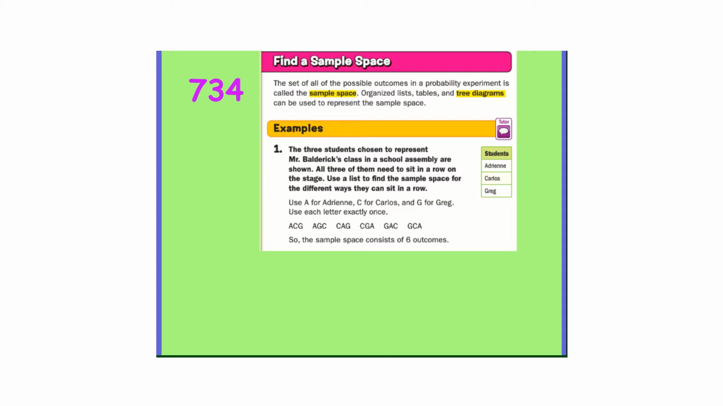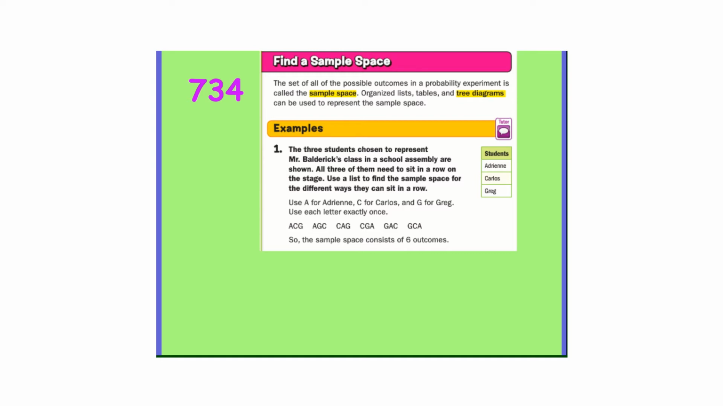Okay. Organized lists, tables, and tree diagrams can be used to represent the sample space. So look at number 1. The 3 students chosen to represent the class in a school assembly are shown there. There's Adrian, Carlos, and Greg. All 3 of them need to sit in a row on the stage. Use a list to find the sample space for the different ways that they could sit in a row.